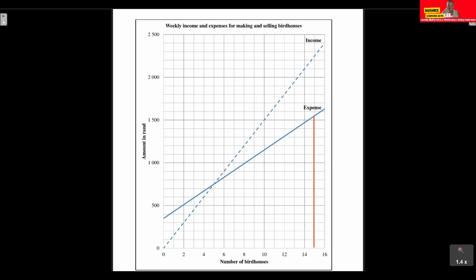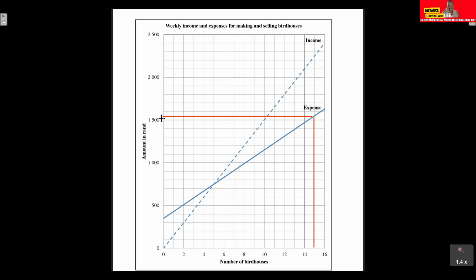Then we want to read off the expenses from the y-axis, because on our y-axis we've got the amount in rands, and on our x-axis we've got the number of bird houses that were created by Itumeleng. This graph shows the weekly income and expenses for making and selling the bird houses. So we're going to read off how much he used when he made 15 bird houses. And I did mention that we're increasing by 100, so it's 1000, 1100, 1200, 1300, 1400, 1500, 1600, 1700, 1800, 1900, 2000.